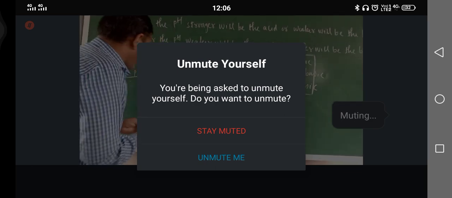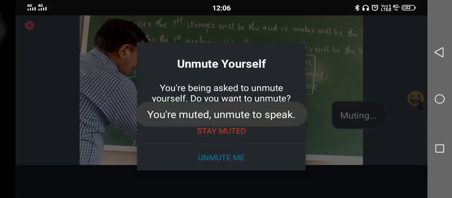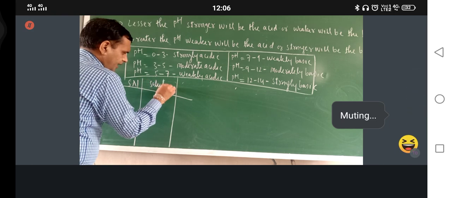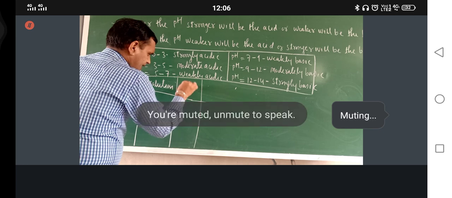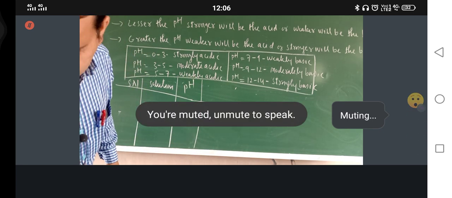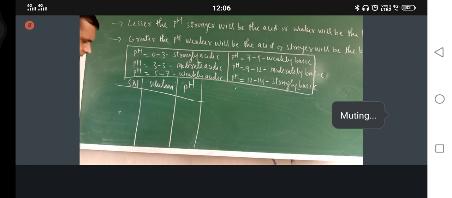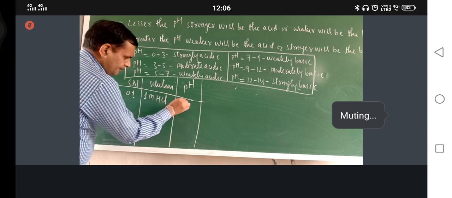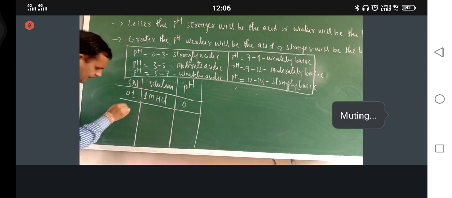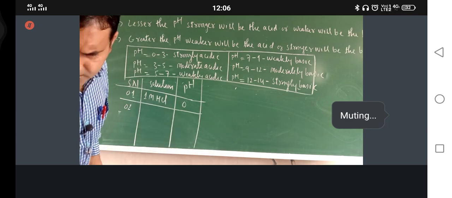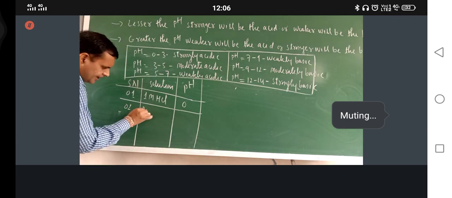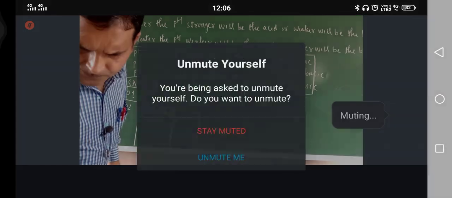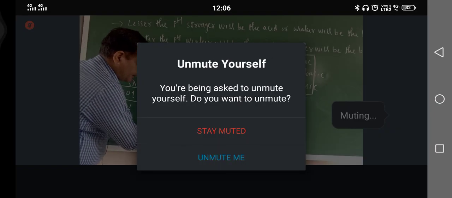Just create columns like that. This side serial number, here solution, and here pH, and you should remember that one. The first solution is 1 M hydrochloric acid. Serial number 1, 1 M HCl, pH is 0. Second one is battery acid. This is 0.5 pH.